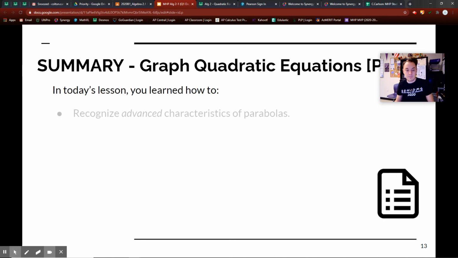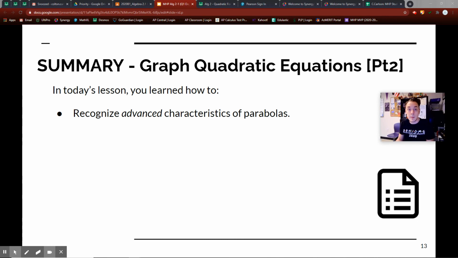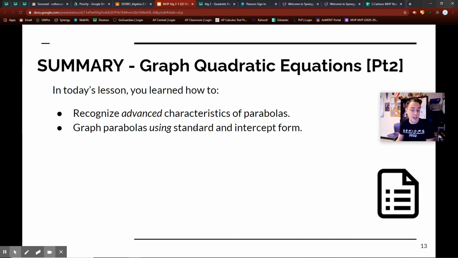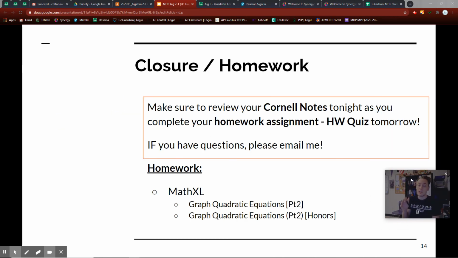So what did we learn? Well, we learned how to recognize advanced characteristics of parabolas, specifically when it's on the intercept form and standard form, and how it relates to the vertex using -b all over 2a. Graph parabolas using standard form and intercept form, we also did that. Okay, we did also kind of review some linear systems and quadratic systems when we mix them together, but I didn't want to put that there because that's technically review.